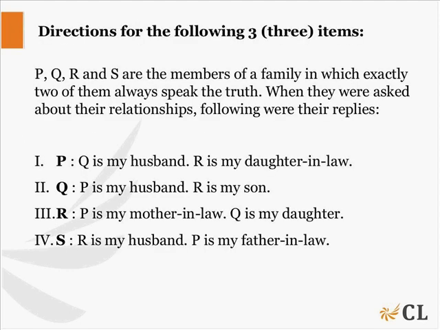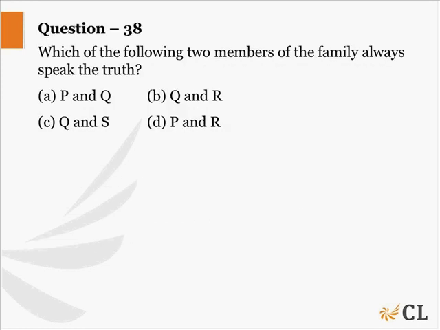Now see the statements of P and Q. Can these two statements simultaneously be right? P is saying Q is my husband. Q is saying P is my husband. So both of them simultaneously cannot speak the truth. Am I right? Because they are saying contradictory things, right? That means the first cannot be my answer.